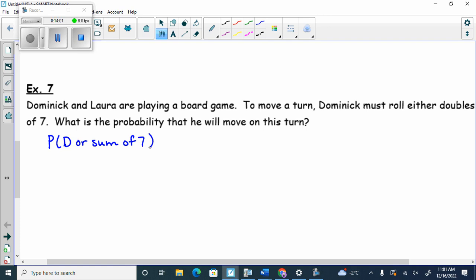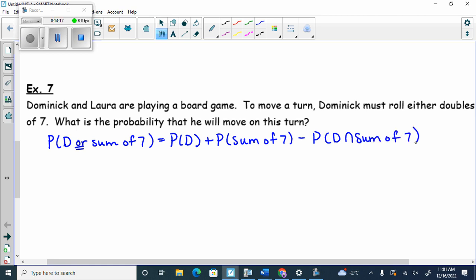So I know when it's or, I'm going to have probability of doubles plus the probability of a sum of 7, minus the probability of doubles and a sum of 7. Now I'm just writing this down because if this is actually a 0, I can just erase it off and it's actually mutually exclusive, correct? Do you know what I'm saying? If the and is 0, then there is no and. I erase it and I say it's mutually exclusive.